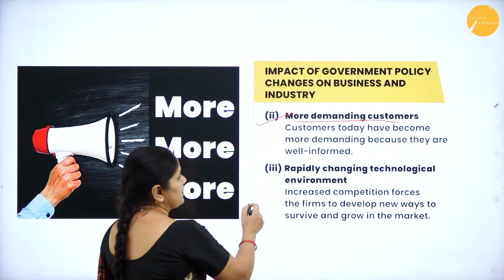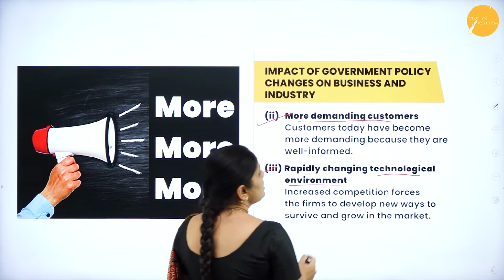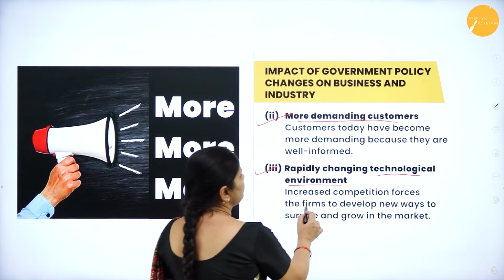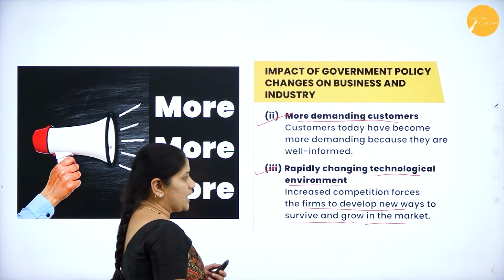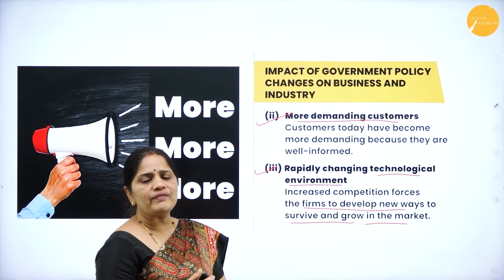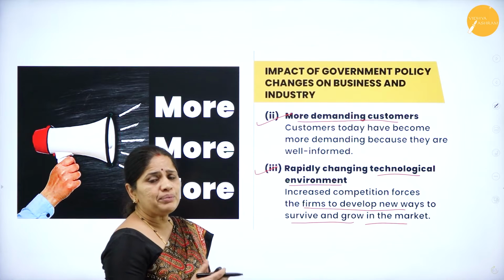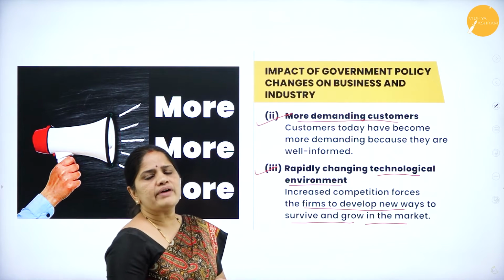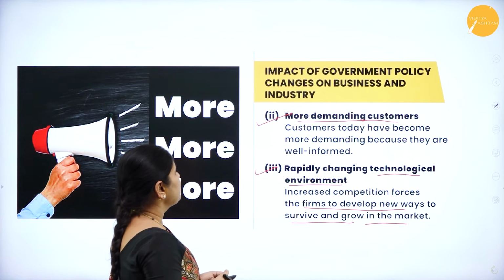Then next one is the rapidly changing technological environment. Increased competition forces the firm to develop new ways to survive and grow in the market. As you all know, whenever there is a competitor, we are more alert of how we behave or how we should remain in the race. So in order to survive, all the companies had to strive hard to remain in competition.